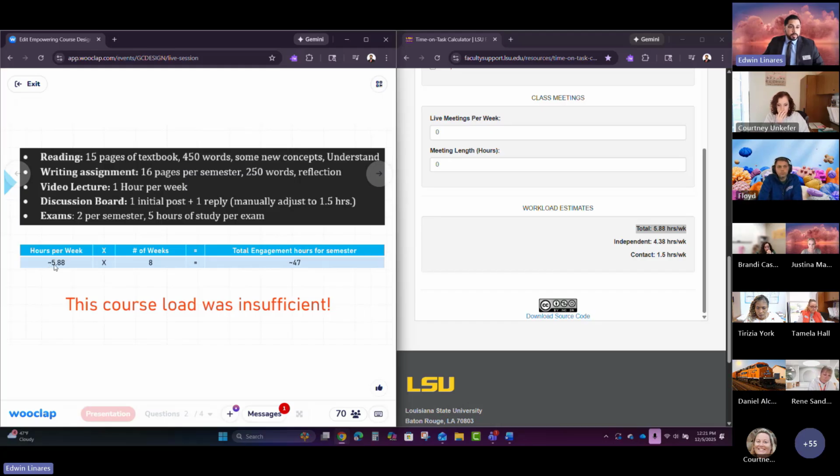Our math here was that for every week, they're spending roughly 6 hours. Multiply that by the number of weeks in that particular semester, and you get roughly 47 hours. But the requirement outlined by the academic course guide manual is that it should be somewhere around 135. So it is way below where it should really be.